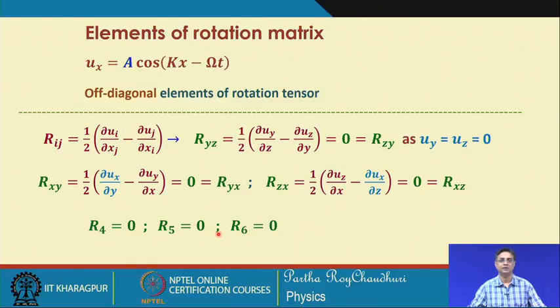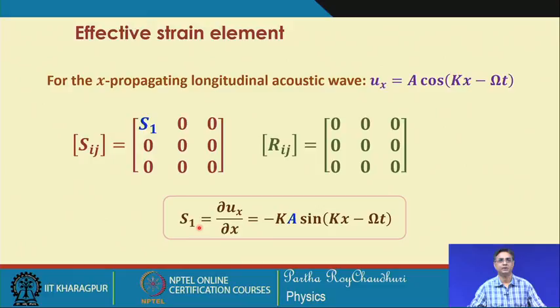So, the only non-zero element out of these two tensors is the S1 component of this tensile strain matrix, and you have seen that S1 is del ux del x, that is the change in the displacement in the x direction per unit length. So, this is the strain, and the amplitude of this strain is represented by this. This is the amplitude of the strain.